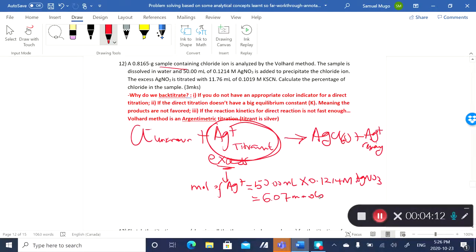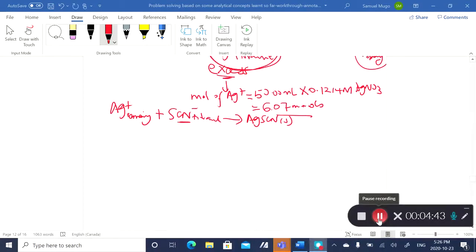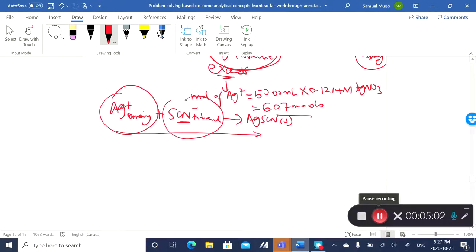Now after you do this, you're going to react the remaining silver with the thiocyanate, which is the next titrant that you're using. In this case, you get the silver thiocyanate. In fact, in this case, you don't even need an indicator, because this is fairly colored. So you can see we've got the next titration taking place, where you are titrating the excess silver that remained, that did not react with the chloride, with thiocyanate to give you the silver thiocyanate.